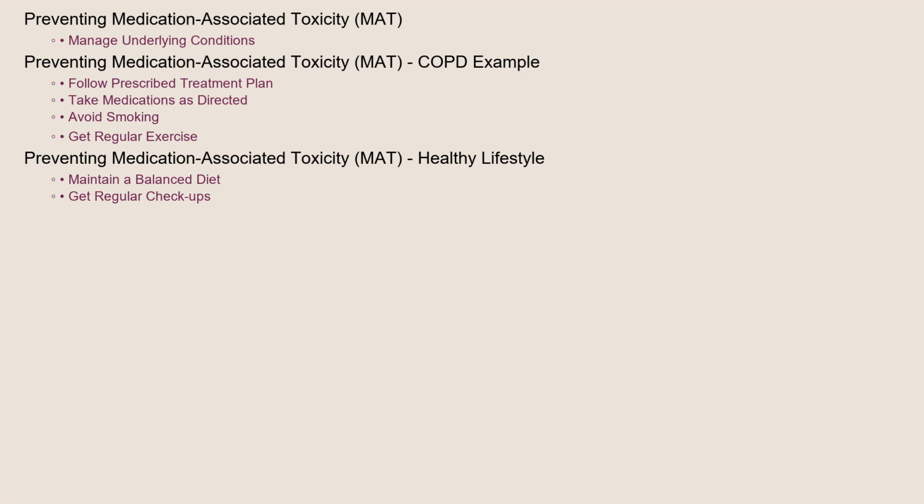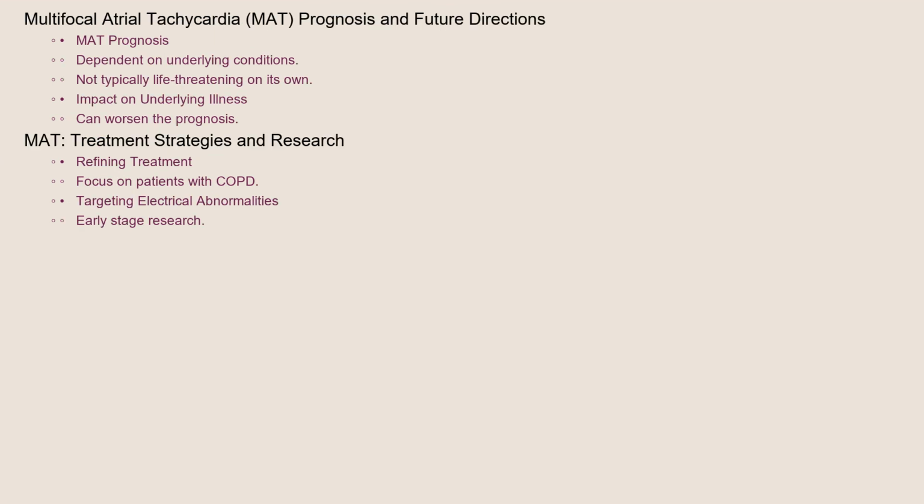Preventing MAT involves managing the underlying conditions that contribute to it. For example, for individuals with COPD, that means following their prescribed treatment plan, including taking medications as directed, avoiding smoking, and getting regular exercise. Maintaining a healthy lifestyle, including a balanced diet and regular checkups, can also help reduce the risk.